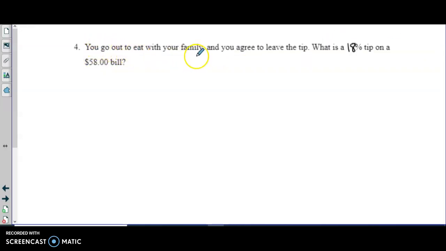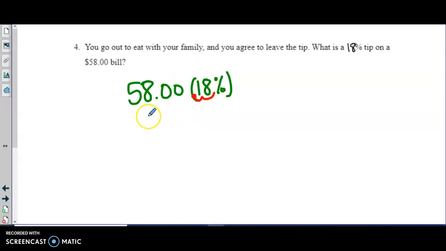You go out to eat with your family, and you agree to leave the tip. What is 18% tip on a $58 bill? So we're going to take our total, which is $58, and we're going to multiply that by the percent. So I'm going to set this up originally like the last one was. I'm going to do 58 times 18%. But again, I don't multiply by percents. There's not a percent button in our calculators. So we're going to move that decimal twice to change that into a decimal. 0.18. So I change my percent to a decimal, and then I'm going to multiply.